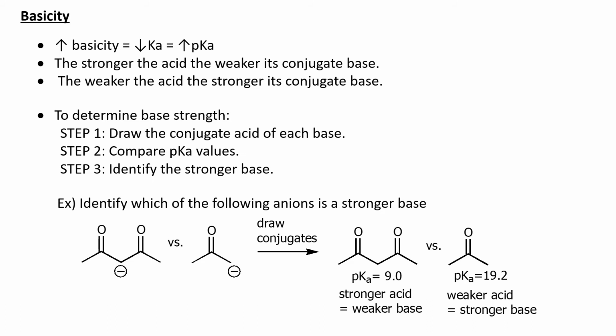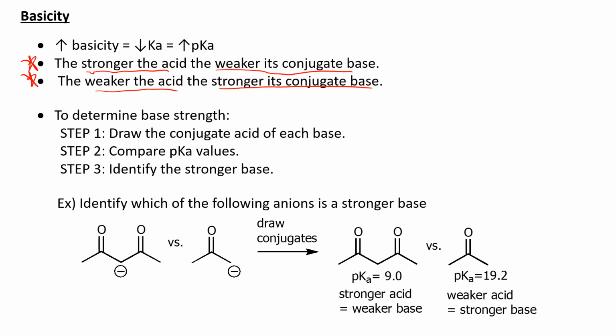Moving along, let's take a look at relative basicity. So for bases, it's just the opposite. Something is more basic when it has a lower Ka value or a higher pKa. However, the ideas that we're going to focus on here are the two ideas we're going to use to solve all of these problems. The stronger the acid, the weaker its conjugate base, and the weaker the acid, the stronger its conjugate base.